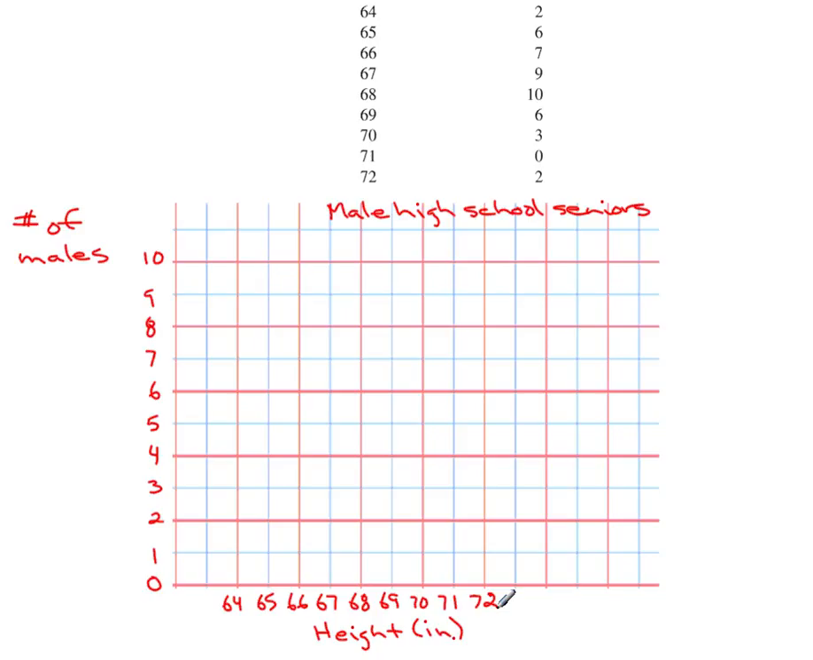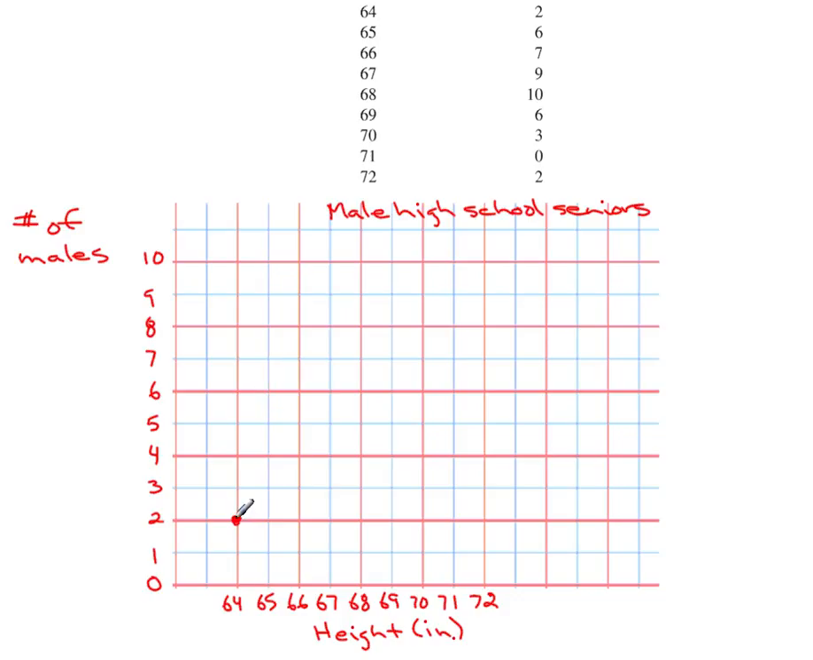Next, we're going to place a dot at each of the heights corresponding to how many senior males are that tall. At 64 inches, there are 2, so we'll put a dot there. At 65, there are 6. At 66, there are 9. 67, there are... I've made a mistake here.